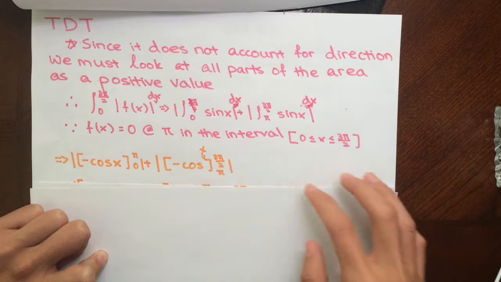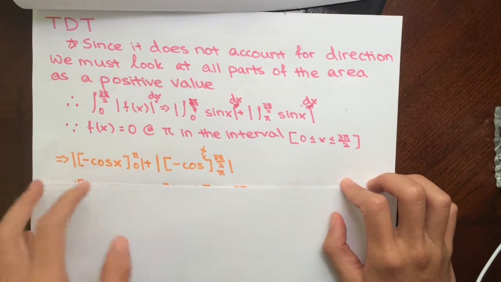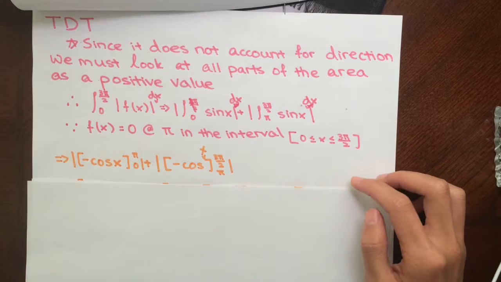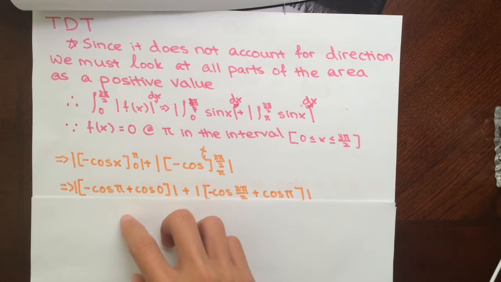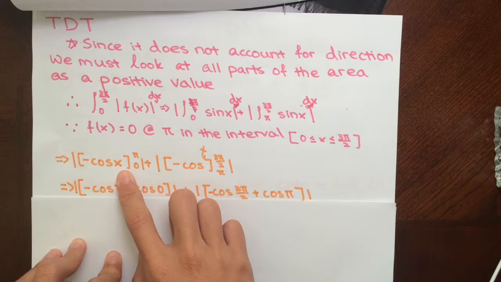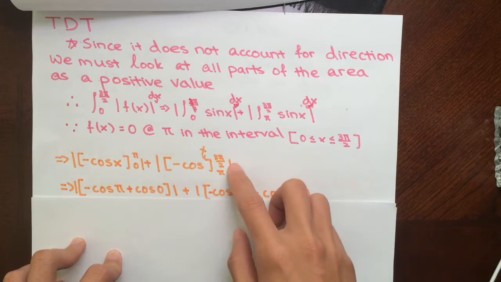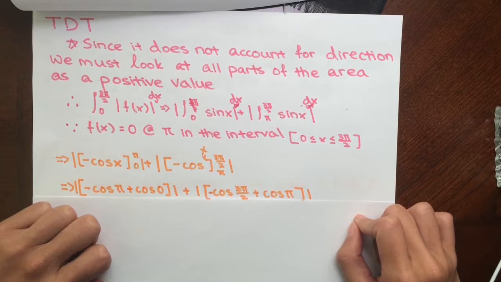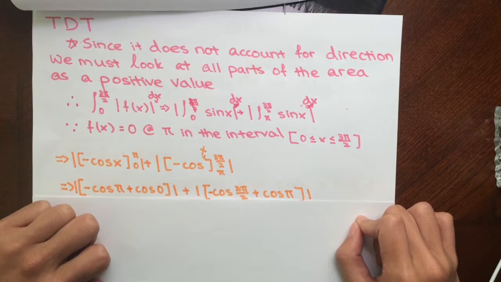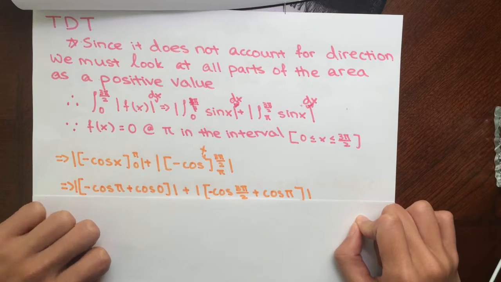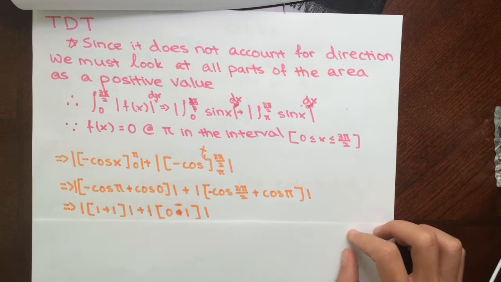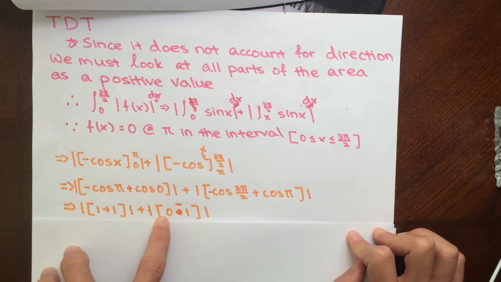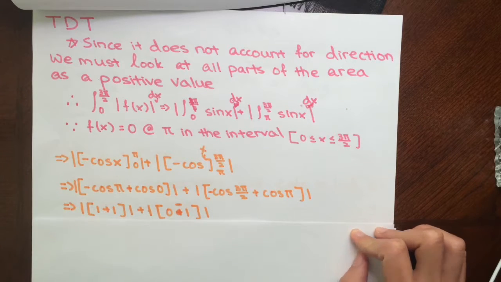So now we absolute value both of these because we want all positive values in the total distance traveled. So we split these up and we do top minus bottom of both of these, and it'll give us negative cosine pi plus cosine 0 plus negative cosine 3 pi over 2 plus cosine of pi. So now this gives us 2 absolute value plus negative 1 absolute value.